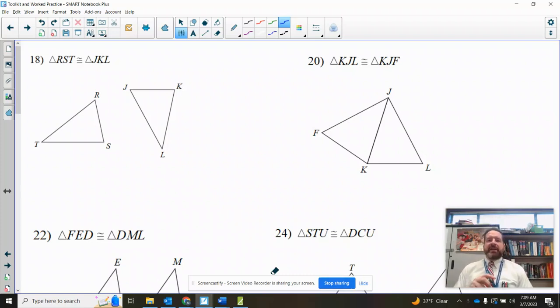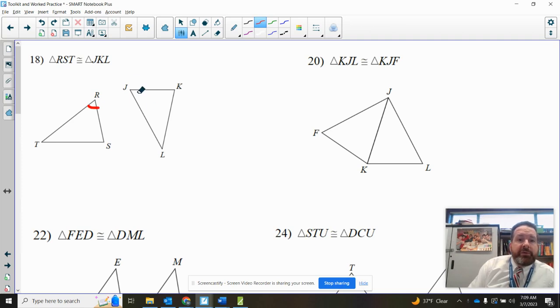Again, with the practice video as we go through, feel free to pause, rewind as much as you want or need. In number 18, our goal is simply to mark the shape up. So let's start with the angles. Angle R, the first letter, corresponds with angle J. Angle S, the middle letter, corresponds with angle K, the middle letter. And then angle T, the last letter, corresponds with angle L, the last letter.